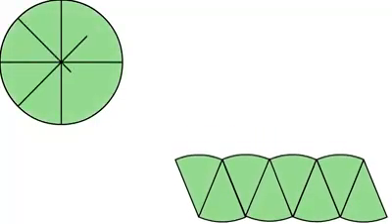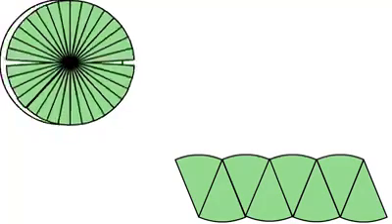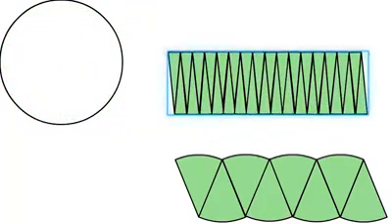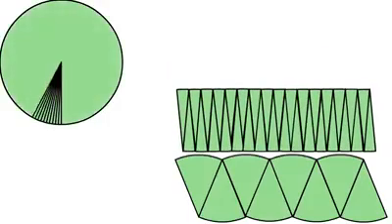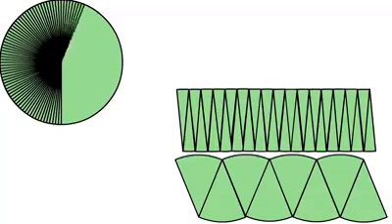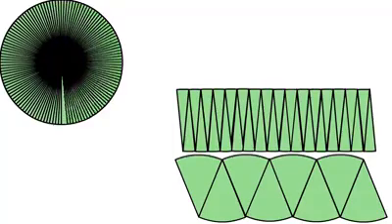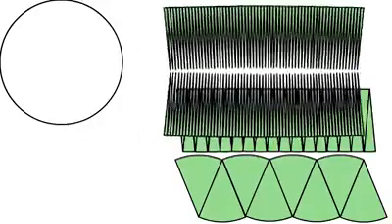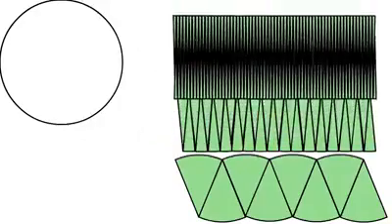So next, we will divide the circle into small equal pieces, and we will arrange them in the same manner. You can see that it appears more like a rectangle. So if we divide the circle into even smaller pieces, you can see that every time the shape becomes more like a rectangle.